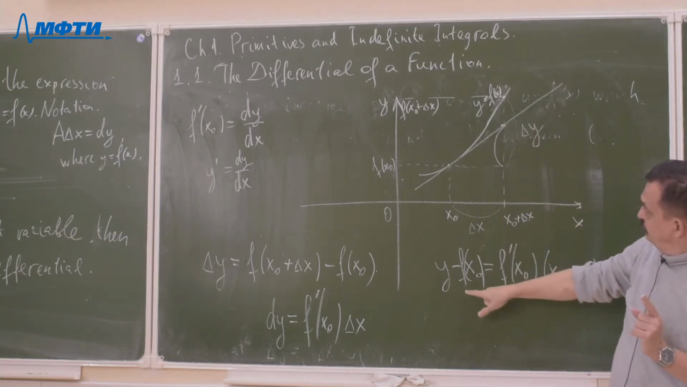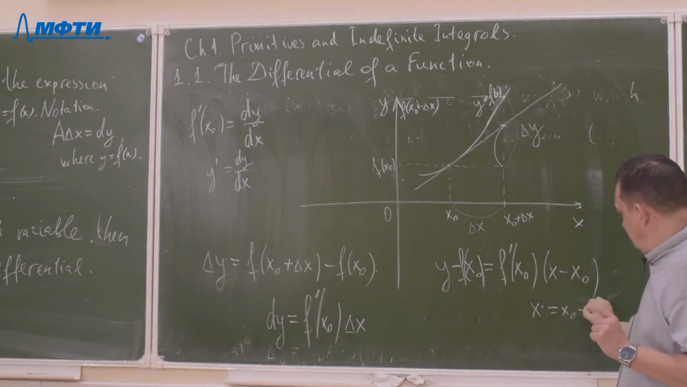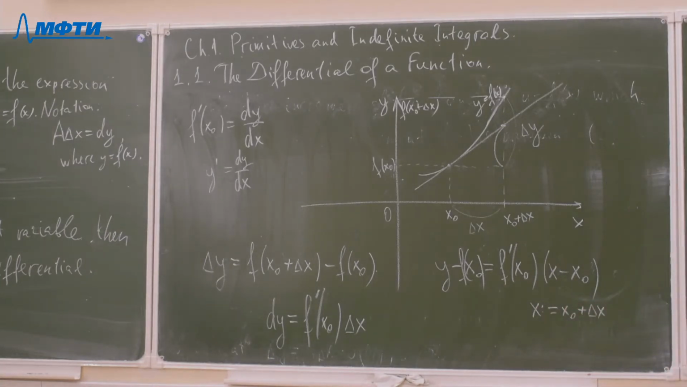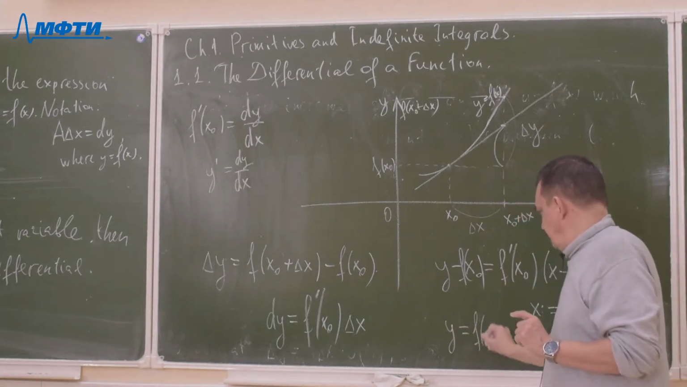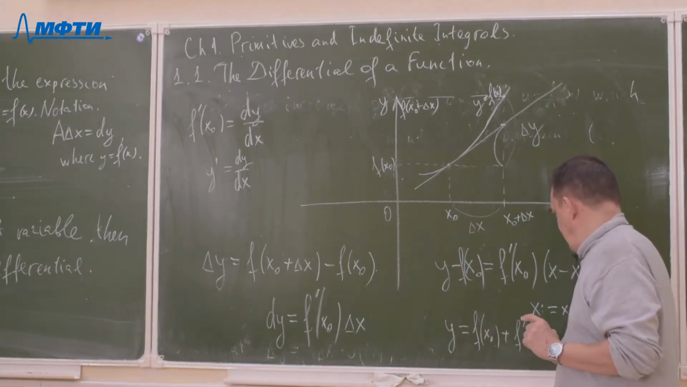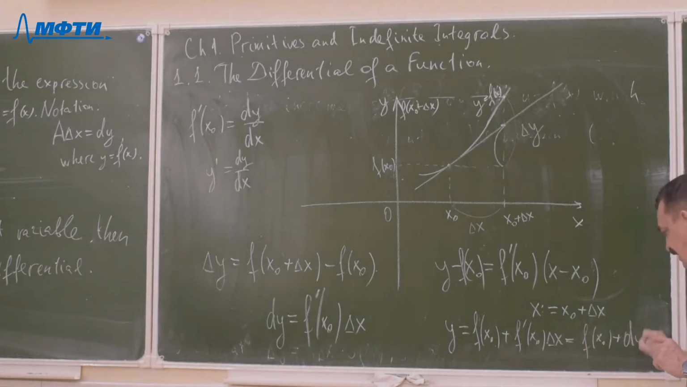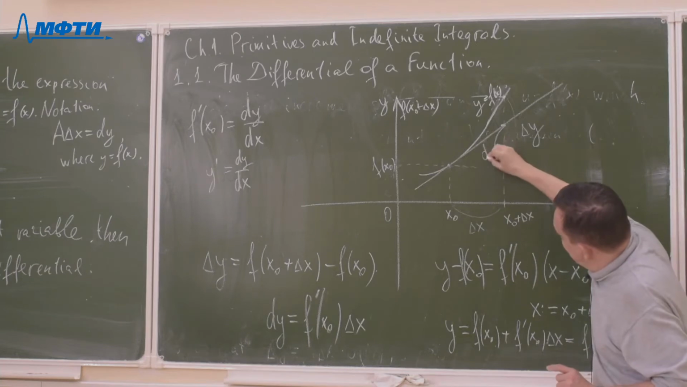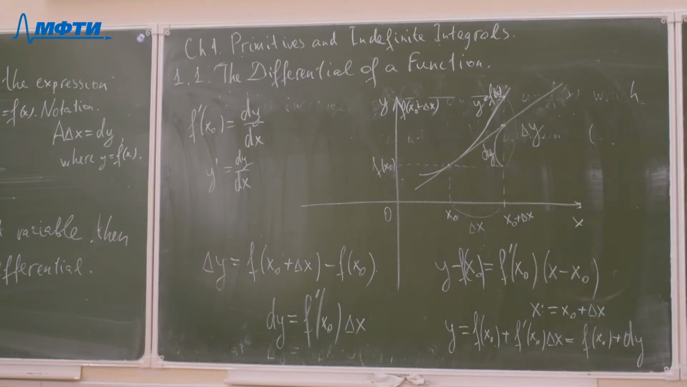Look, what do we have to do? Here is the equation of the tangent, so we should substitute, instead of x, x equals x0 plus delta x. Then what do we obtain? y equals f at x0 plus f prime at x0 times delta x. That is f at x0 plus dy. This is f at x0, so this is precisely dy. So what is the geometric meaning of the differential?